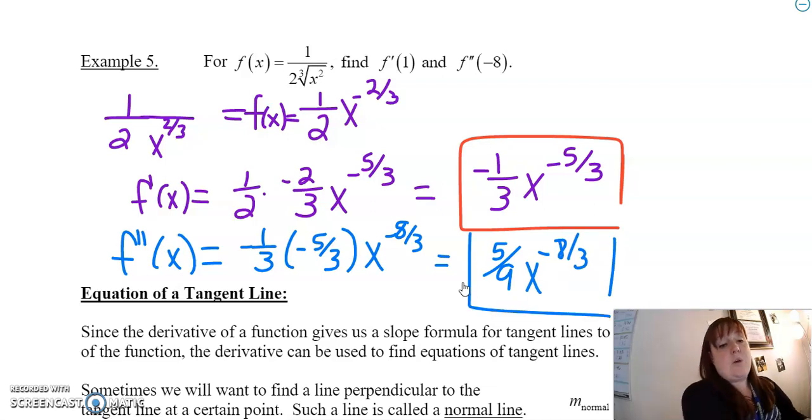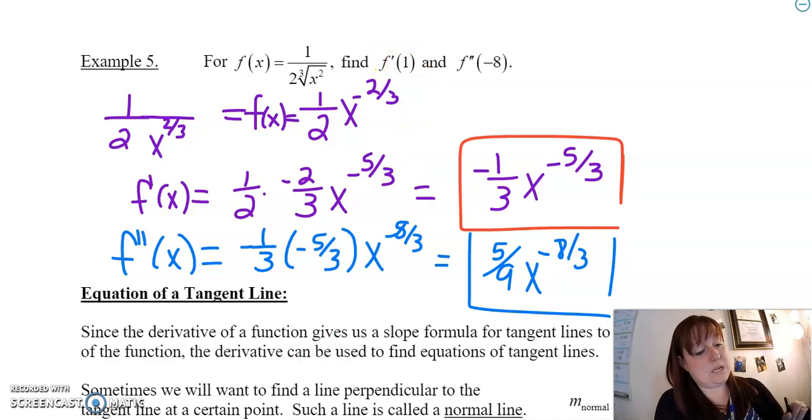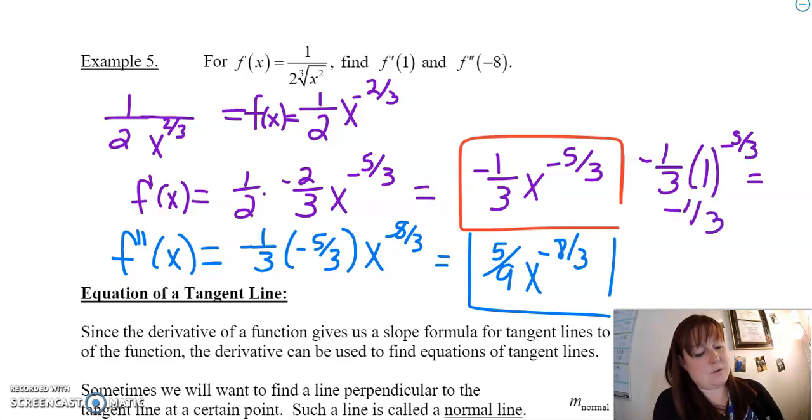So then we weren't asked to find just the derivatives. We were asked to find what they were at a specific point. So I was asked to find f prime of 1. That means when x equals 1. So guess what? I got to plug 1 into here. So I plug 1 in, and I get -1/3 times 1 to the -5/3, which is just -1/3. That's really ugly, but there you go. I had to squish it in there.